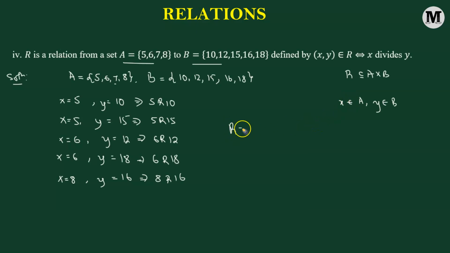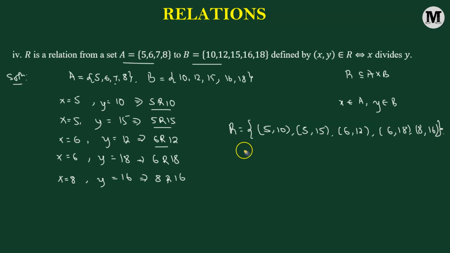Now we are ready to form the relation R, which is the set of ordered pairs. 5R10 corresponds to the ordered pair (5, 10). 5R15 gives us (5, 15). Next we have 6R12, so that's (6, 12). 6R18 will be (6, 18). And then we have 8R16, which is (8, 16). So this is the relation R expressed as a set of ordered pairs, such that x, the first element of the ordered pair, divides the second element. 5 divides 10, 5 divides 15, so you get the idea.